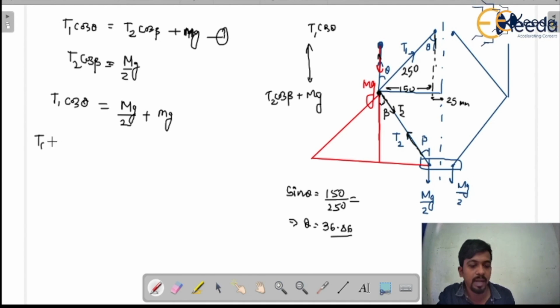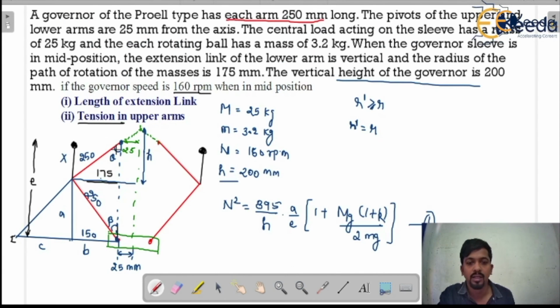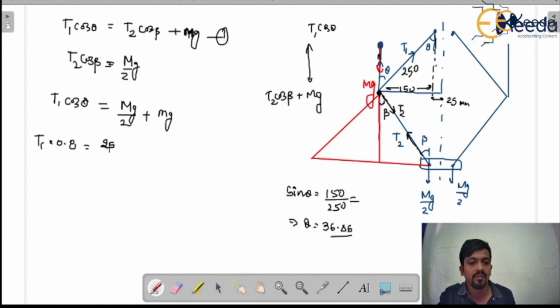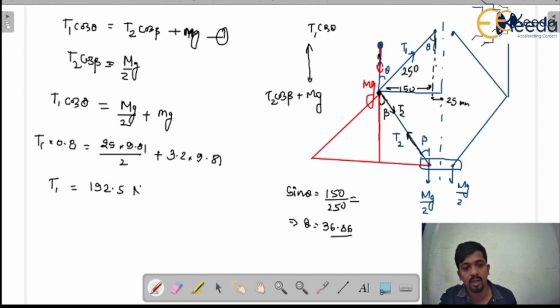So that would be T1 multiply 0.8 is equal to mg. The mass of the sleeve is given in the question already, that is 25. 25 multiply 9.81, this is gravitational acceleration, plus 3.2 multiply 9.81. You just have to solve this and you will get the final answer, the tension in the upper arms. So this comes out to be 192.5 Newton. Okay, so the answer is 192.5 Newton. This is the tension in the upper arms.